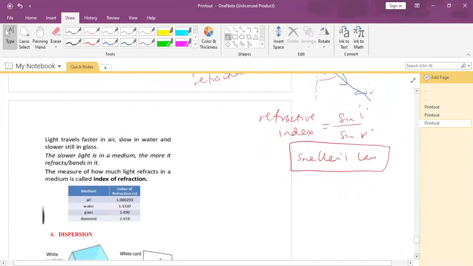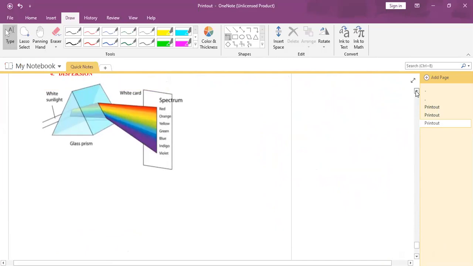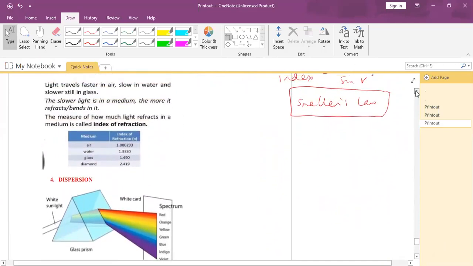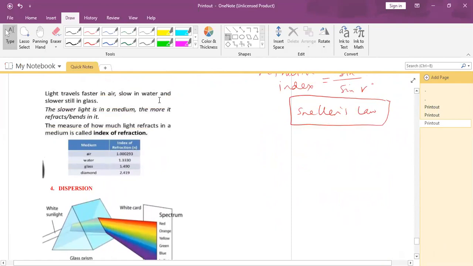So I have a summary here. Light travels faster in air, slower in water, and slower still in glass. The slower light is in the medium, the more it refracts or bends in it. More bending. The measure of how much light refracts in the medium is called its index of refraction, or refractive index. So these are some examples of refractive index. Air is 1.00293, so around one. Water is 1.33, glass 1.4, diamond 2.4. So it tells the degree to which the medium can bend light.